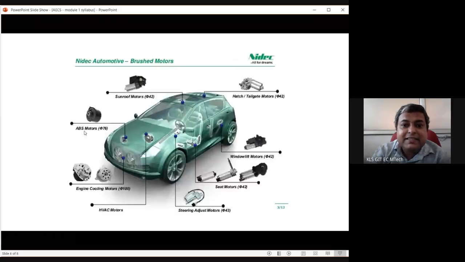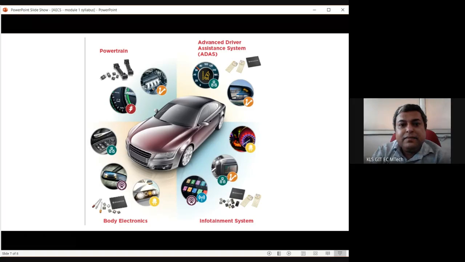What is ADAS? Again, I'll show you another slide. Can you see the slide? Advanced driver assistance system. So you will be having a guest lecture.